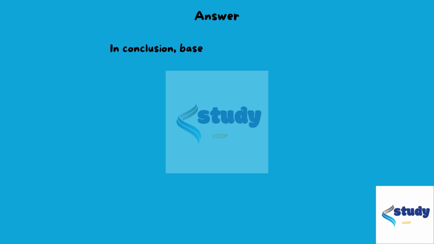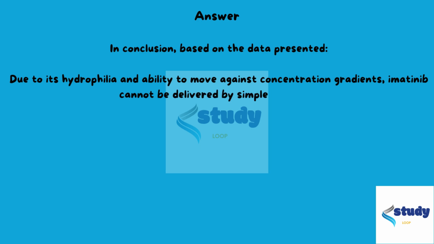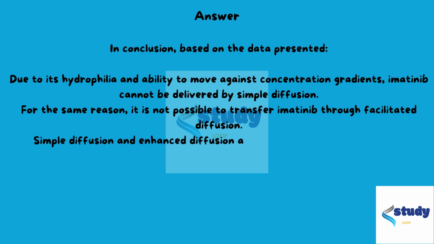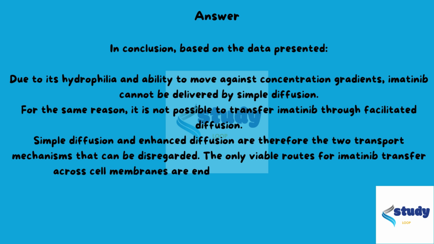In conclusion, based on the data presented, due to its hydrophilia and ability to move against concentration gradients, imatinib cannot be delivered by simple diffusion. For the same reason, it is not possible to transfer imatinib through facilitated diffusion. Simple diffusion and facilitated diffusion are therefore the 2 transport mechanisms that can be disregarded. The only viable routes for imatinib transfer across cell membranes are endo/exocytosis and active transport.